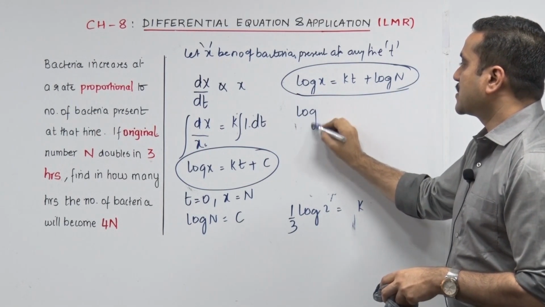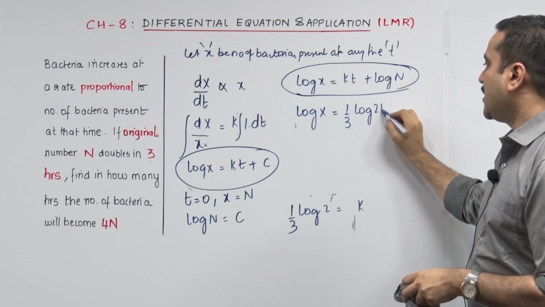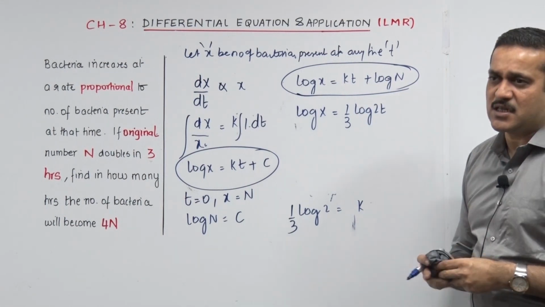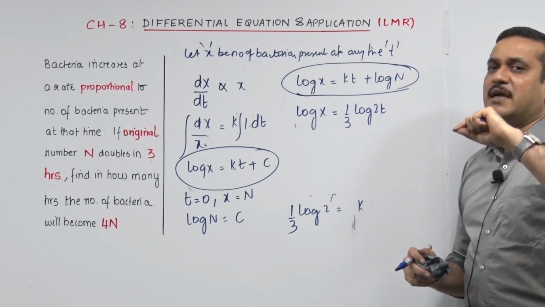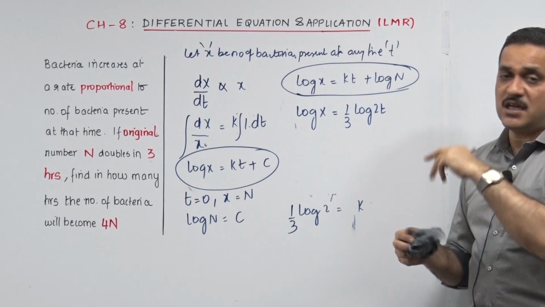So log x now reads 1 by 3 log 2, your k value, and then writing t over here seems to be quite dangerous. You yourself may read that as log of 2t, whereas it was log 2 and the t was separate.